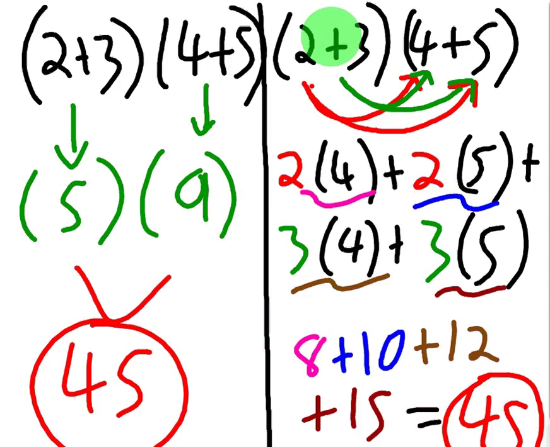There is another way called foiling. It's actually basically the same way, but the order is different. You would do 2 times 4, which is your first. That's what the F in foil means. 2 times 5, which is outer, which is the O in foil. 3 times 4, which is your inner, the I in foil, and then 3 times 5. But notice it's the same thing, just in a different order.